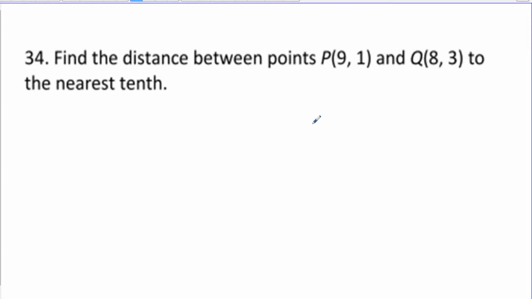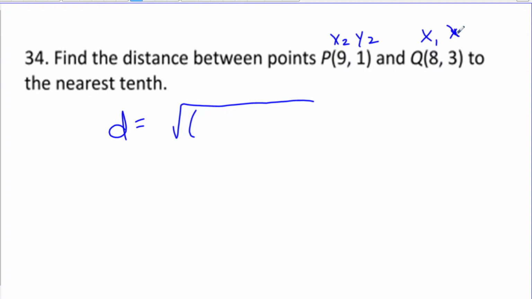Okay. Problem number 34, distance formula problem again. You were given that in video number 1. If you don't have it, you can look it up. I'm just going to go right into using it. So the distance between 2 points is equal to subtract the x's. So if I call this x2 and y2, and this x1 and y1, it doesn't matter in which order you write them, just as long as you're consistent. So I'm going to say, in this case, 9 minus 8 squared plus 1 minus 3 squared.